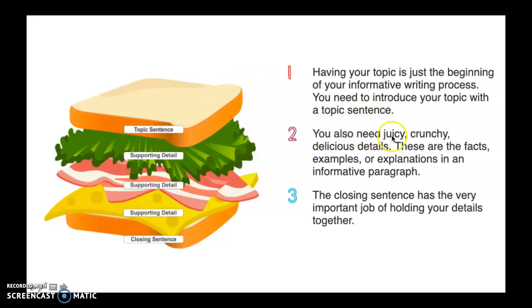Then you need your juicy, crunchy, delicious details. These are the facts, examples, or explanations in an informative paragraph. So all that good, interesting stuff you're going to put in here on your sandwich. So your facts, examples, or explanations that go with your topic sentence. And then last, just like you started your sandwich with a slice of bread, you need to end it with a slice of bread. You need to close it up. The closing sentence has the very important job of holding all your details in place.